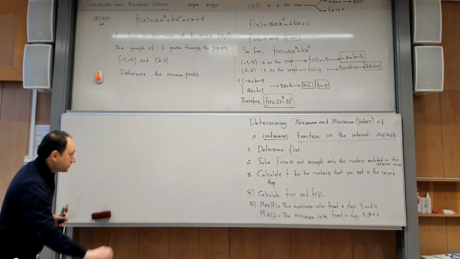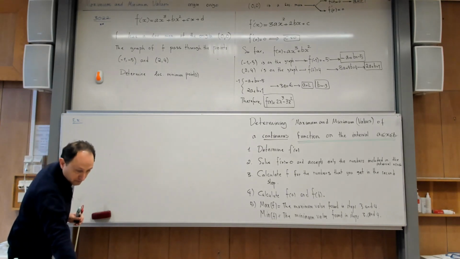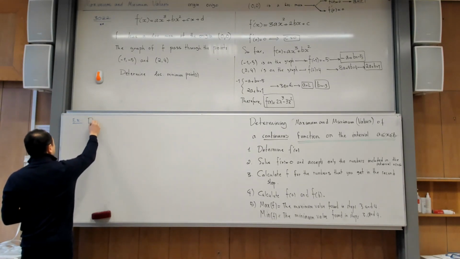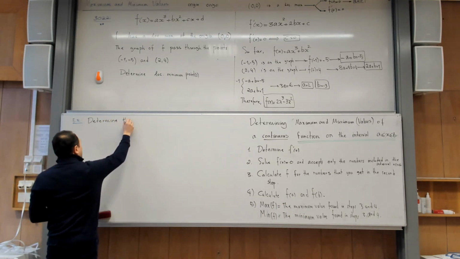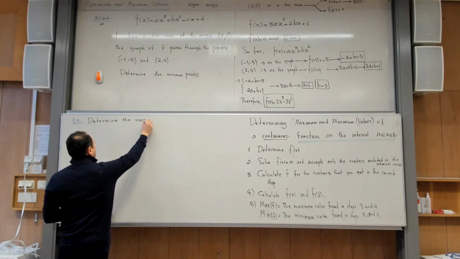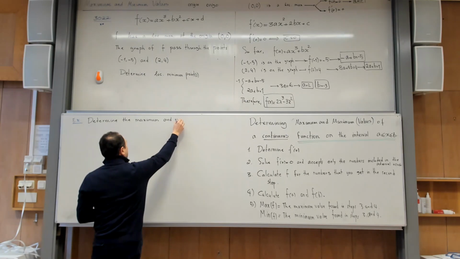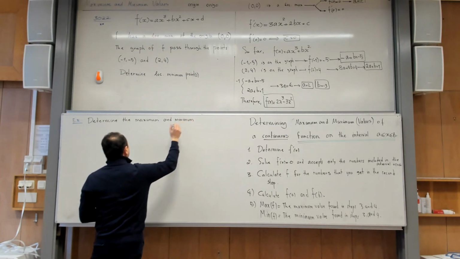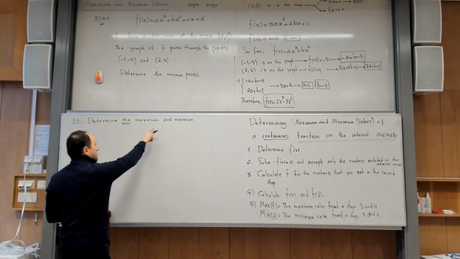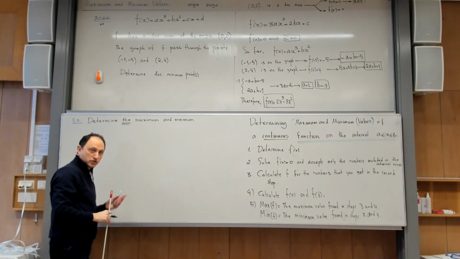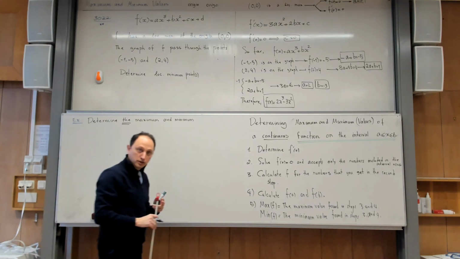So let me just emphasize again. Example. Determine the maximum and minimum. By the way, you see that I am emphasizing the article the. Determine the maximum, because the maximum and minimum, if they exist, are unique. But it might happen that they occur in two different places.